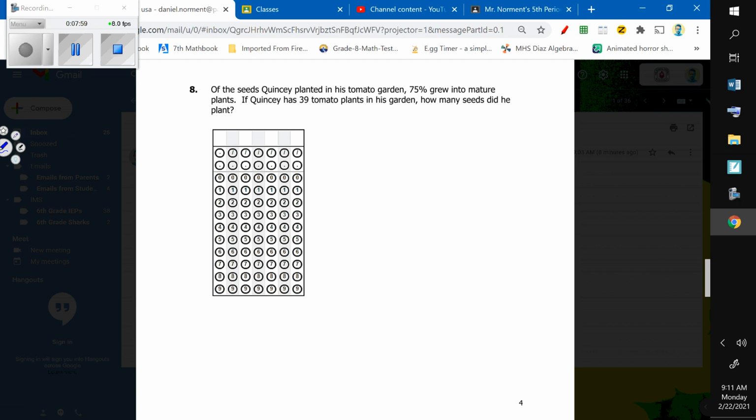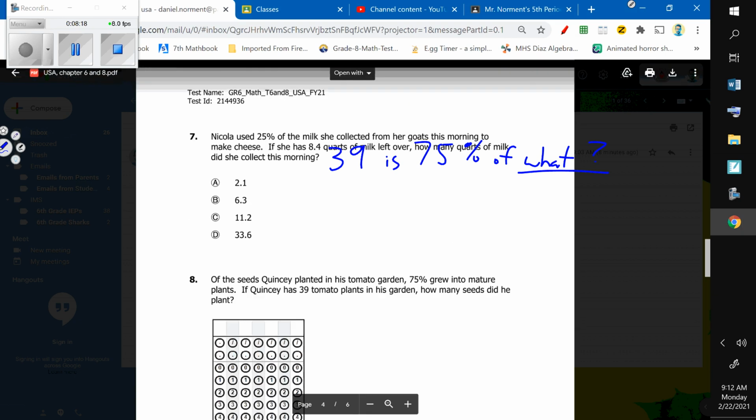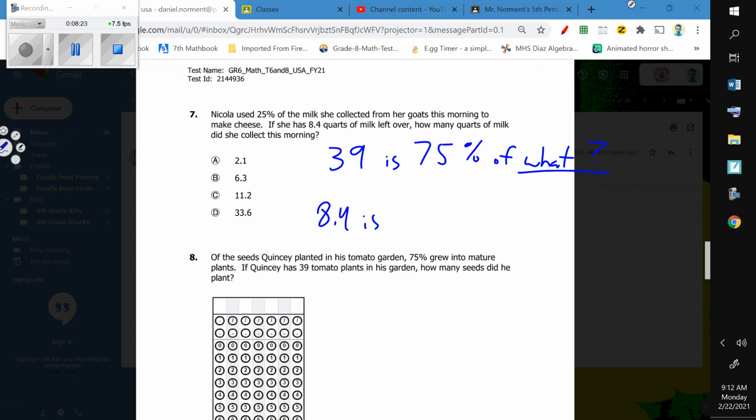So 39, I'm going to have to think backward. 39 is 75% of what? Yeah, I'm pretty sure that's the question. 39 is 75% of what number? Now, this is what I wasn't thinking of when I was trying to solve number 7: 8.4 is 25% of what? Yeah, I'm pretty sure that's the other thing that I was thinking of.